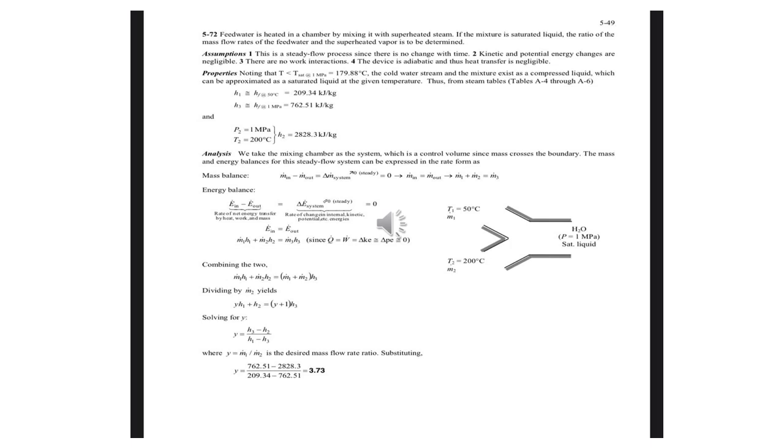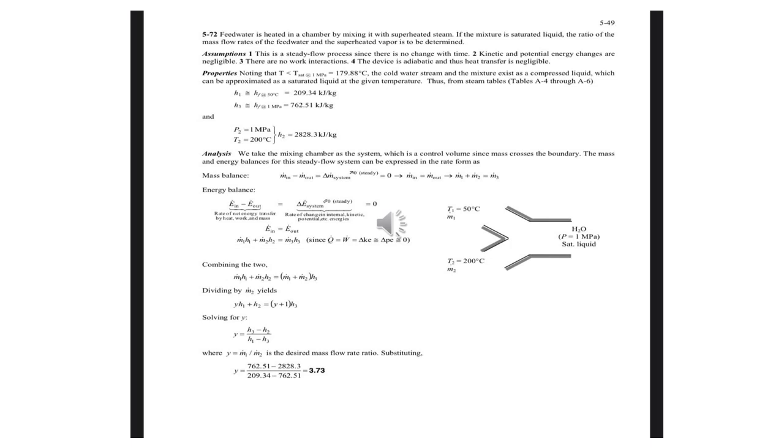For the second step, the mass balance equation for the steady state mixing chamber. The total mass flow rate entering equals the total mass flow rate leaving. M1 dot plus M2 dot equals M3 dot, where M1 dot is the mass flow rate of the feed water, M2 dot is the mass flow rate of the superheated steam, and M3 dot is the mass flow rate of the saturated liquid, since M3 dot equals M1 plus M2. The energy balance can be used next.